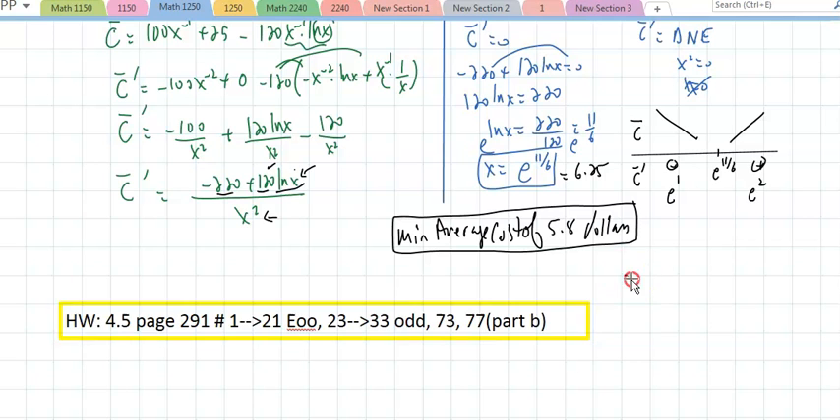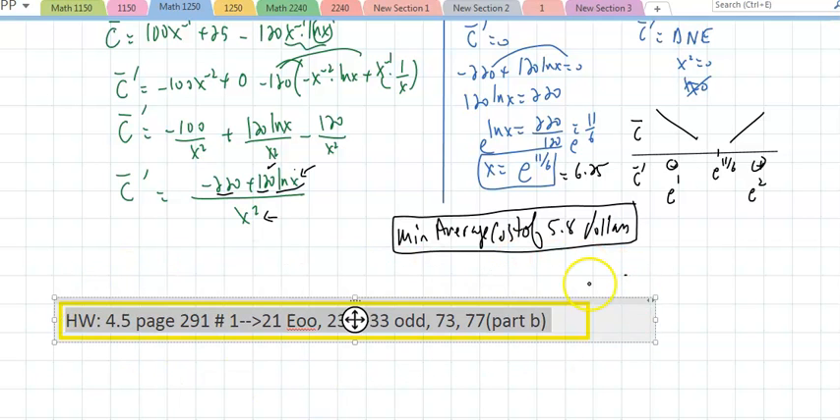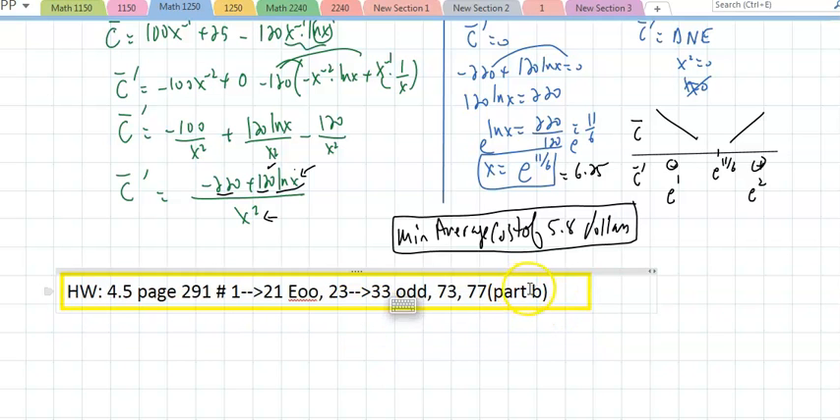And there's our homework. Number 77, you're going to do parts A and B. Not sure why it says B. Parts A and B only.